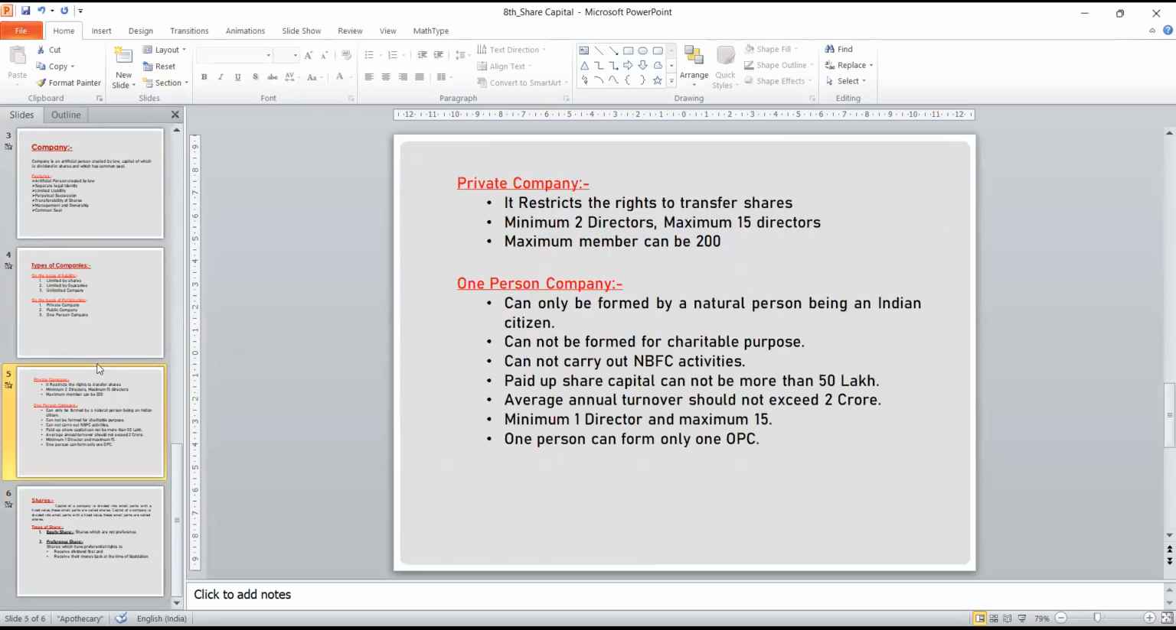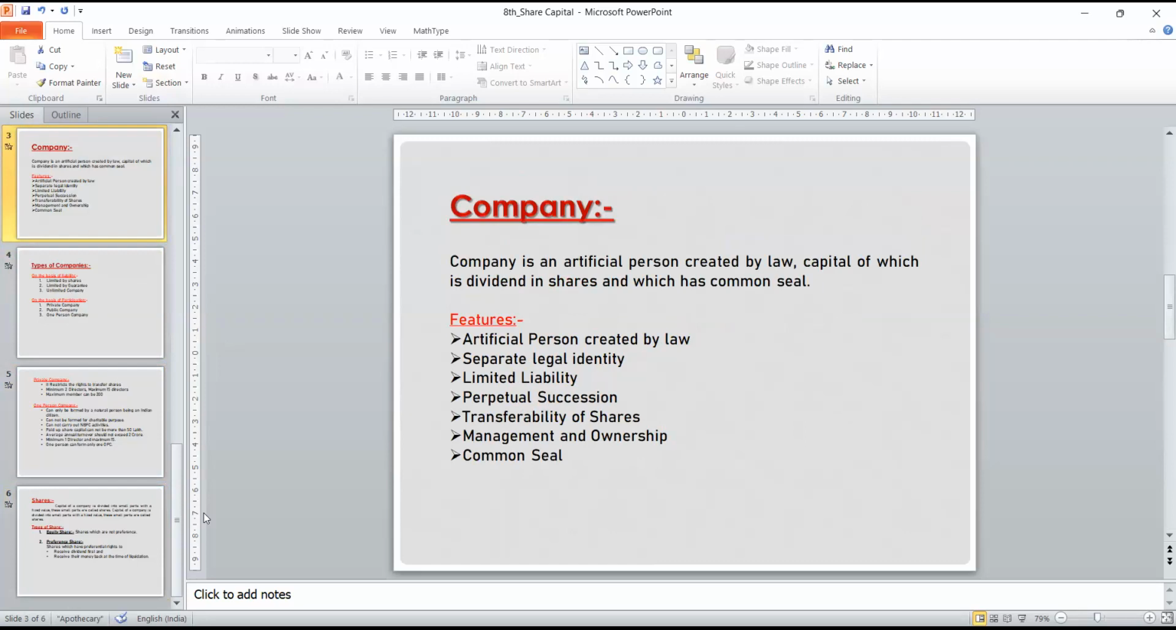Okay. Please take these screenshots. Okay. Actually, this is the theory of previous class.